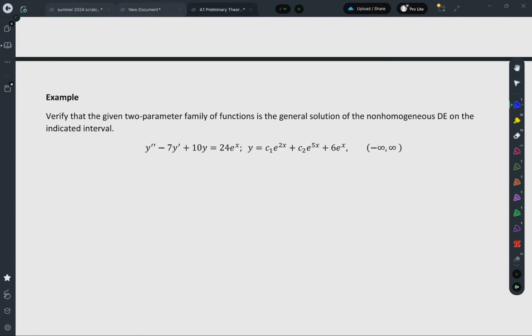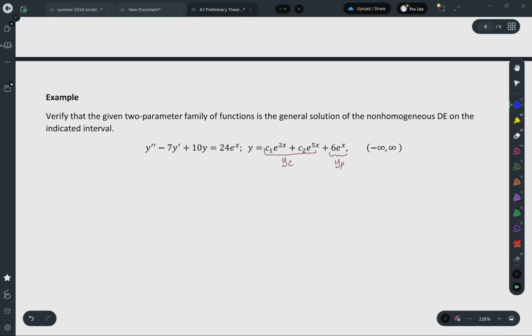Before I verify it, I just want to point out real quick that the c1 e to the 2x plus c2 e to the 5x, that is the complementary solution. Okay? I see C1s and C2s, I automatically start thinking that came from the associated homogeneous equation. The 6e to the x, that was from the particular solution. So they have formed a general solution with the sum of the complementary solution and the particular solution here. We don't need to know that for what we're doing. I just wanted to point it out.